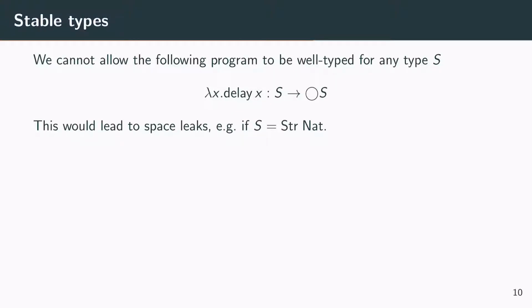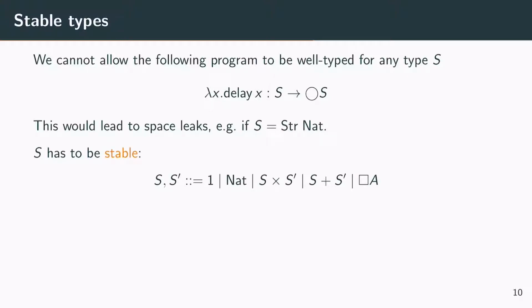In order to prevent space leaks, we have to be very careful in not allowing values to be moved into the future arbitrarily. Right? So for example, we cannot allow this term to be of this type for any type S here, right? We cannot simply take any value x and then delay it into the future like this. So for example, if we choose S to be the type of streams over natural numbers, then this would allow to move any stream, any infinite stream, move it by one time step into the future. If we just allow this willy-nilly, this would immediately lead to space leaks.